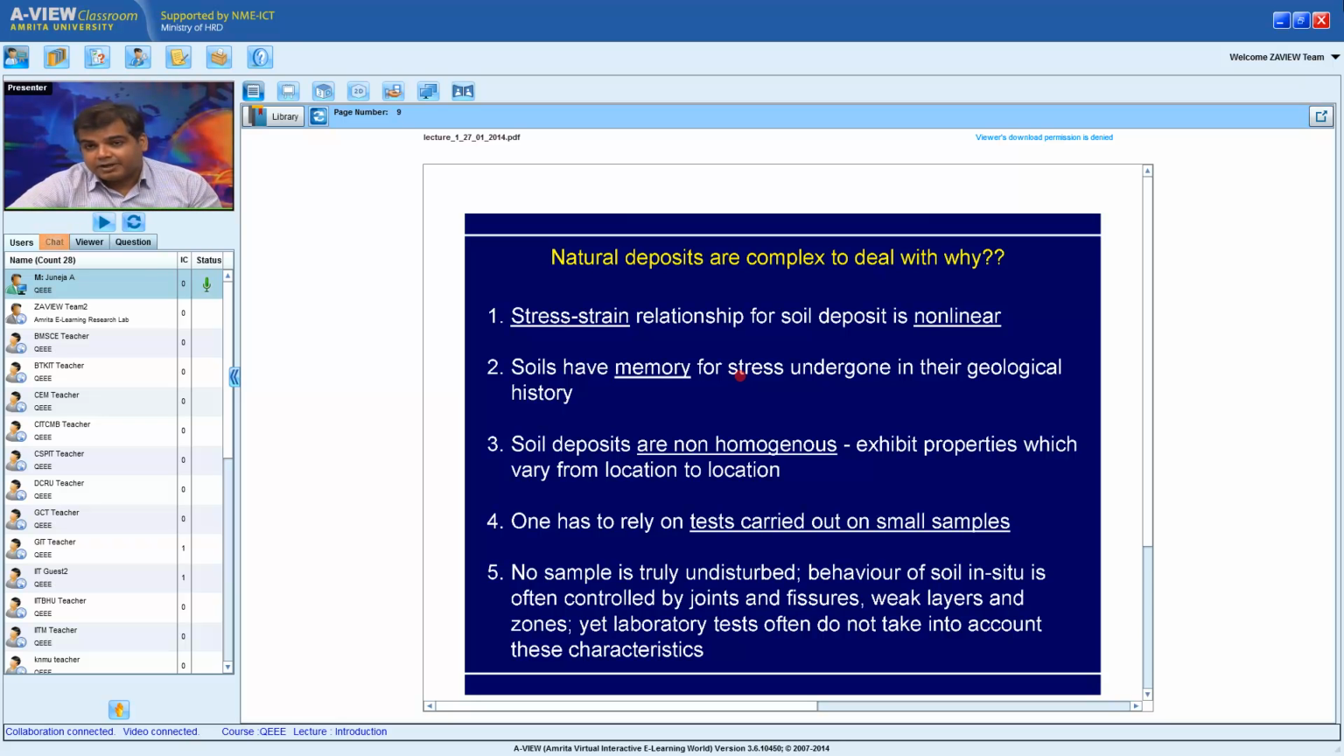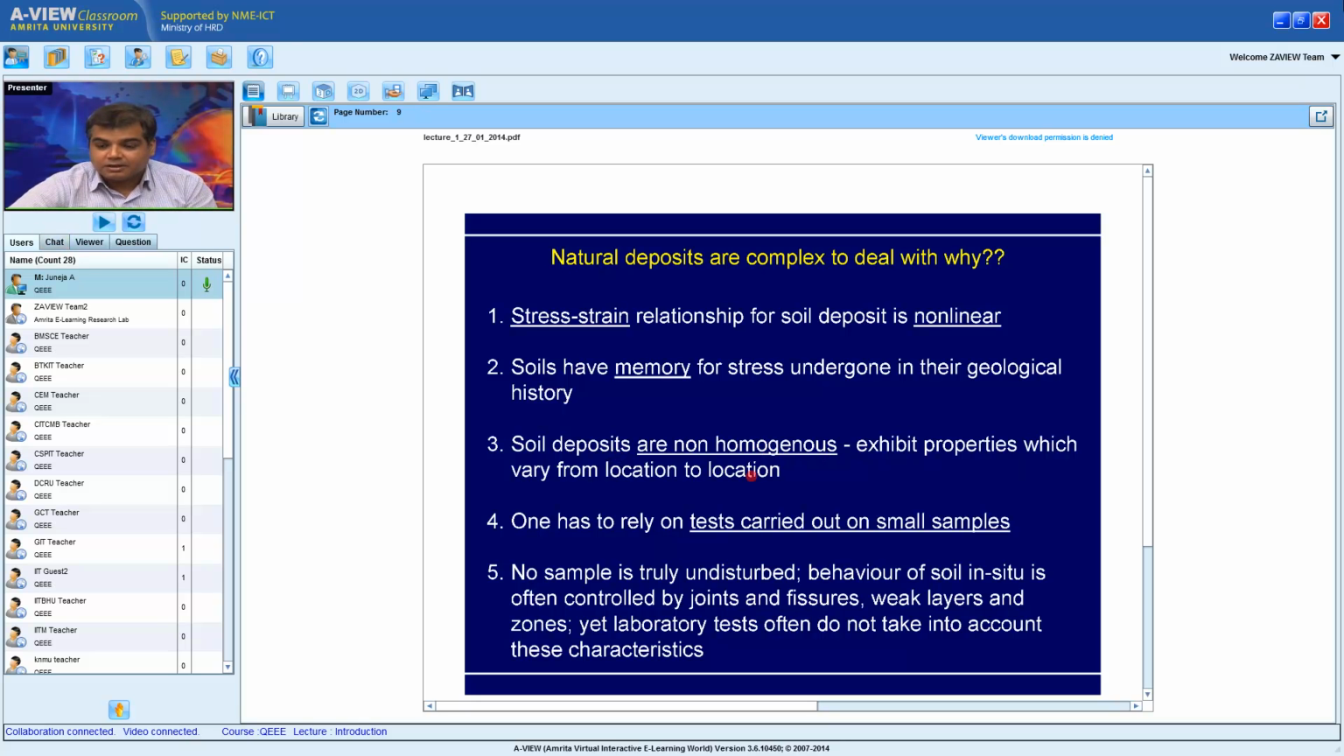It's like an elephant. If you hit the elephant once, even 20 years from now, it will always remember that you hit the elephant. Same thing goes for the soils. The third point: soil deposits are non-homogeneous.